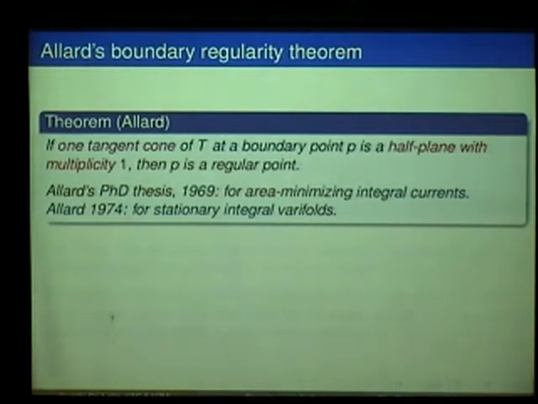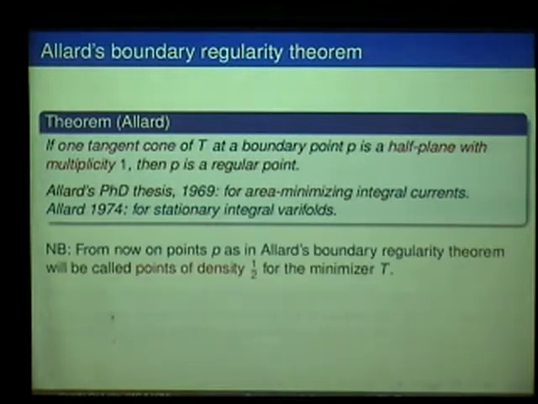So in his 1974 paper, he doesn't need the object to be a minimizer, he just needs the object to be a critical point. Okay, now, from now on, points P as in Allard's boundary regularity theorem will be called points of density 1/2, right? For a very good reason. So if I look at the total volume which is contained in a very small ball, right?